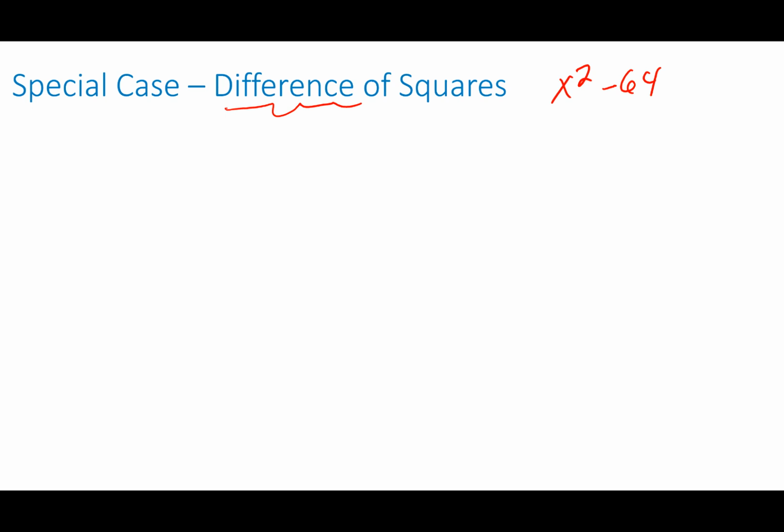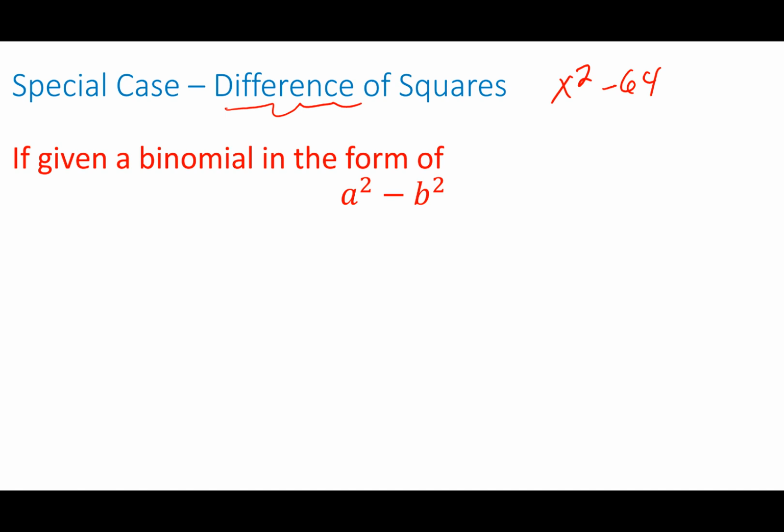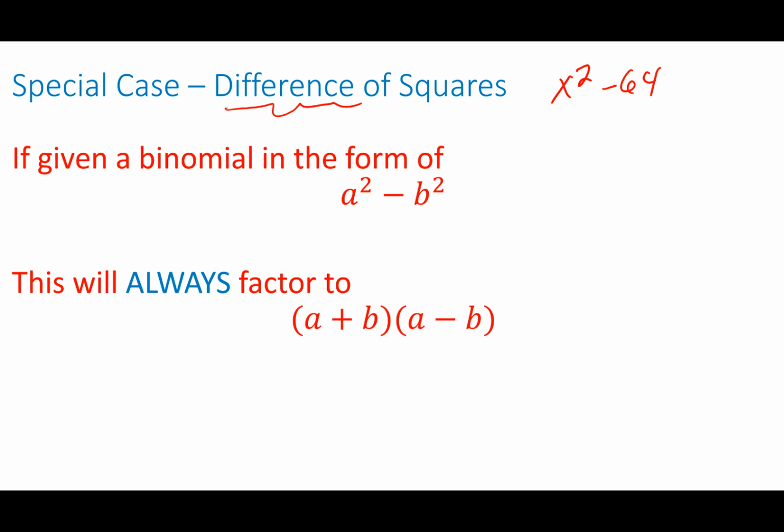If they ask us to factor a problem, and we recognize that it is a difference of squares, in the form of something squared minus something squared, it has to be in this form. Each term is a square, and we're subtracting those. If you see this difference of squares, you can always factor it to be a plus b times a minus b. It'll factor into this form every single time. We did this one, x squared minus 64, because this was a negative 64 that adds up to 0. This was a positive 8 and a negative 8, and so we wrote this as x plus 8, x minus 8.